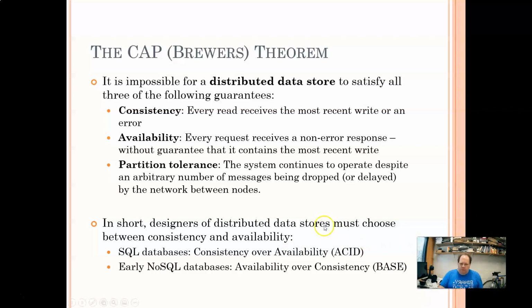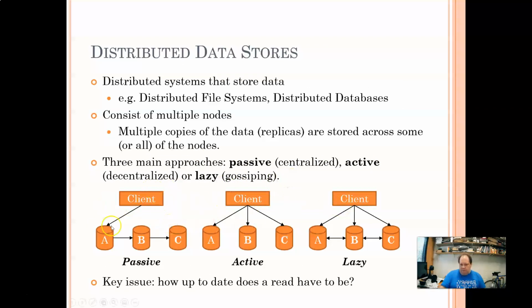The third guarantee, which is partition tolerance, is that the system should continue to operate despite an arbitrary number of messages being dropped. So if we go back and look at our systems, if we think about this system here, then any of the updates to the replicas can fail, and this system will always give you the most recent write, because there's a single centralized component that is the master, and the master will always be updated and will return the most up-to-date value.